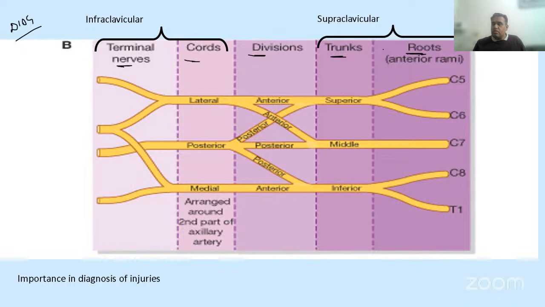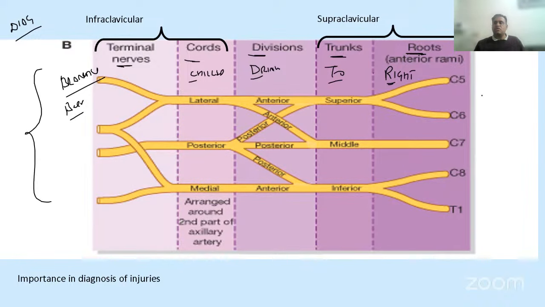If you have gone through my previous session, I told you the mnemonic: write to, D for division, drink, C for cords, chilled, and terminal nerves or branches, B for beer. But this diagram is mandatory if a question comes from the brachial plexus. No, not if. Let me tell you.